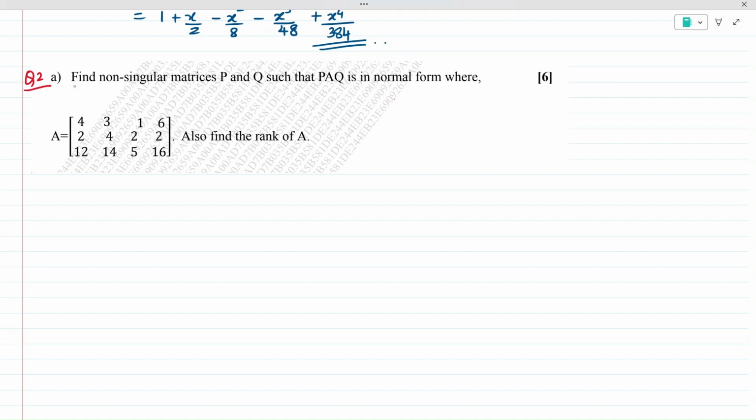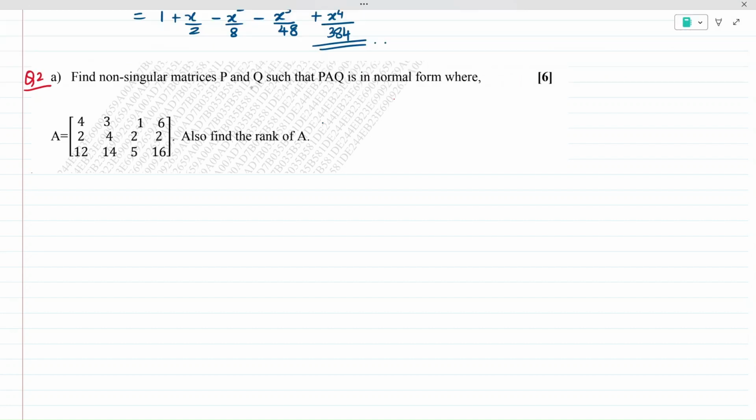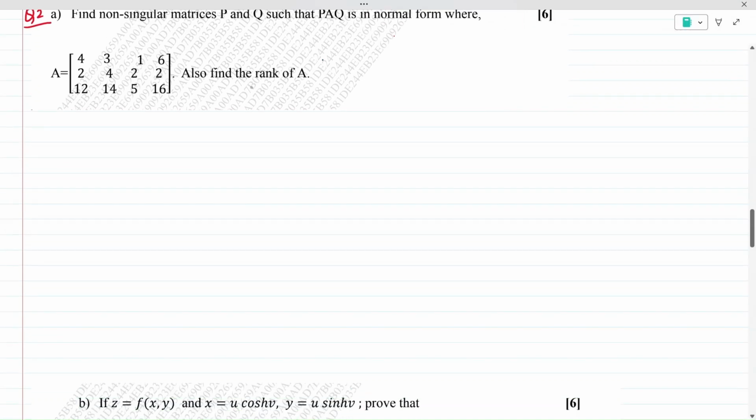Okay, so let's look at this particular question. Find the non-singular matrices P and Q such that PAQ is in the normal form, where A is given to you and they're also asking you to find the rank of A. So let's understand how we'll do this. To do this particular question, again, this is from matrices, belongs to the rank of matrix part.